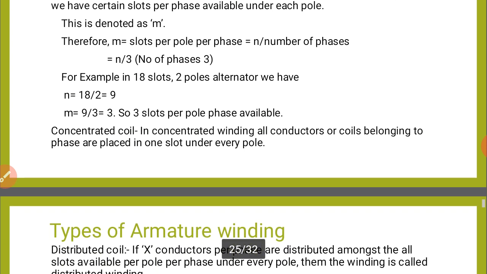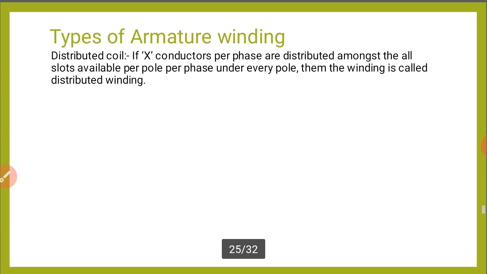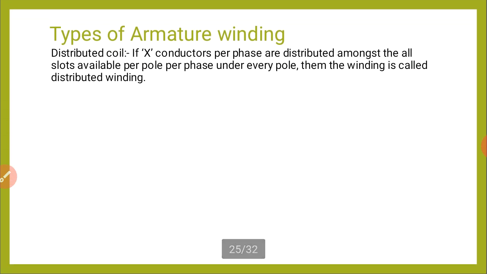And what is the distributed type of arrangement? If all conductors, suppose X conductors per phase, are distributed in all the slots available per pole per phase under every pole, then the winding is called the distributed winding. Meaning I am using all three slots for R phase conductors, then the next 3 slots for Y phase conductors, and then the next 3 slots for B phase conductors. Then my coil is called the distributed coil.